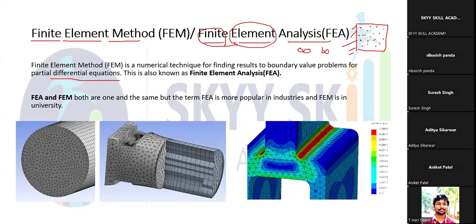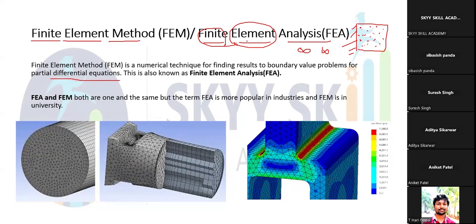Okay, element. So what does it mean? Now over here, the body has an infinite number of points. So I need to convert it to a finite number of points. How are you going to get your finite number of points? By generating your elements.